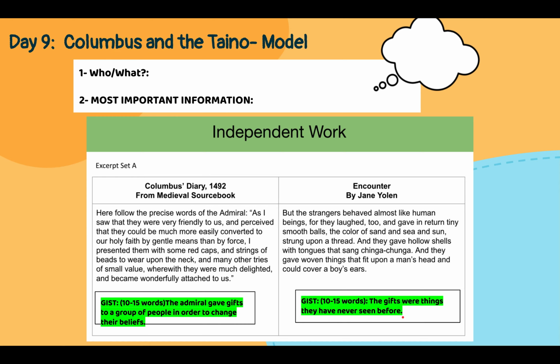Notice how the gists are very short, very concise, and straight to the point. We want them between 10 to 15 words because we want to be able to refer back to them if we need to look back at our notes or refresh our memory about the text prior to answering an extended response or anything like that.